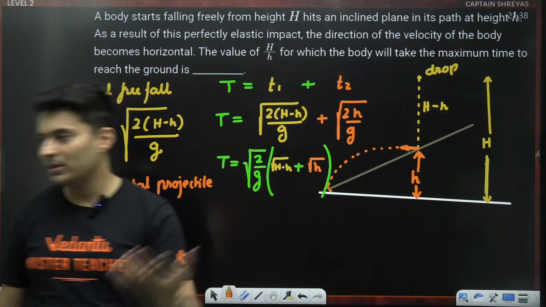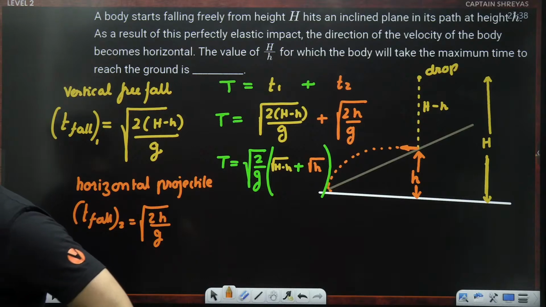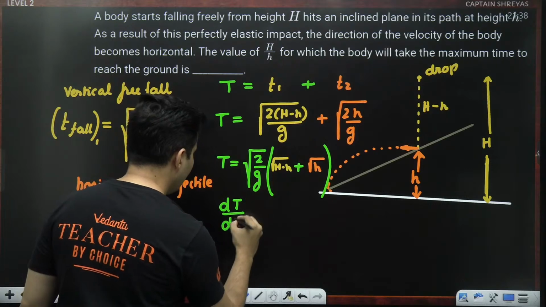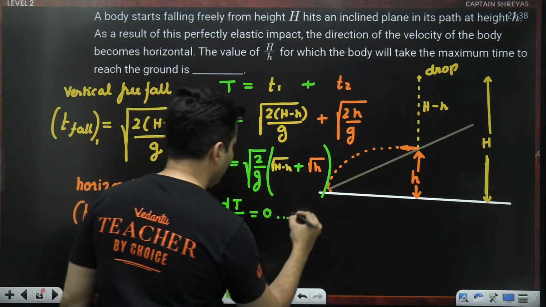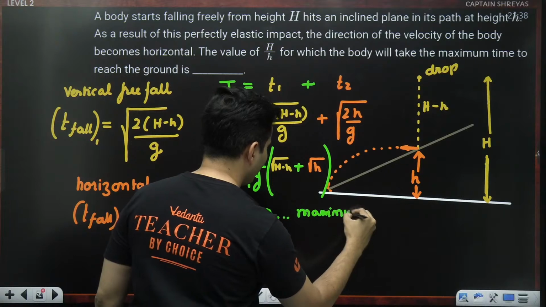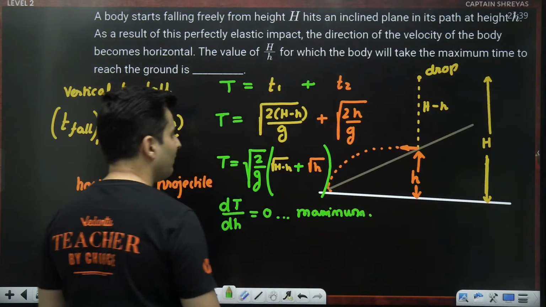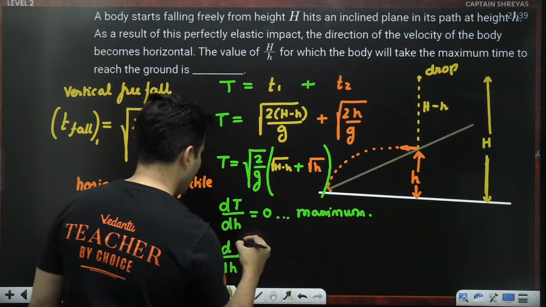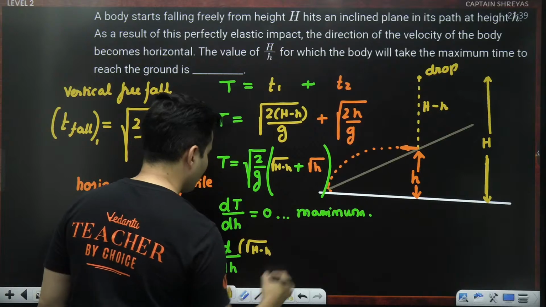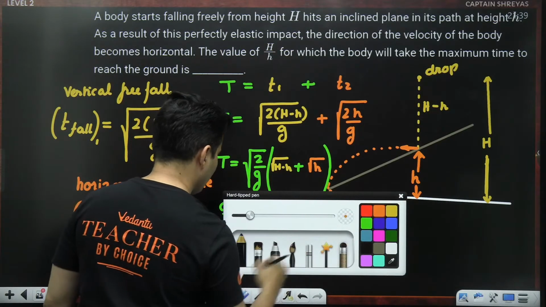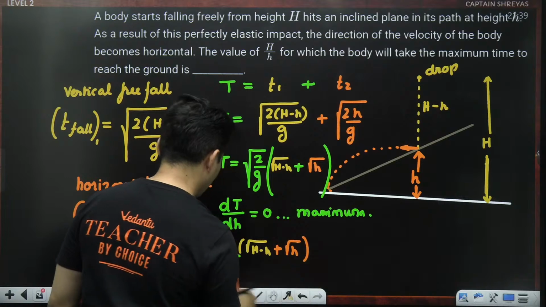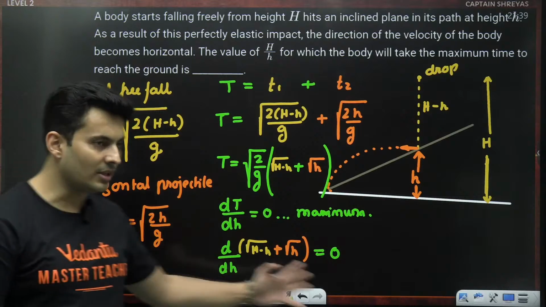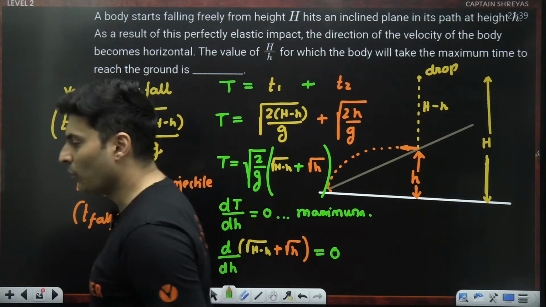So basically what will you do? You will just differentiate this. Exactly. So that's it, guys. You're just going to do dt by dh. This should be 0 for it to be a maximum value. So basically you are just going to differentiate root of (H minus h) plus root of h, and this whole thing you're just going to equate to 0. Just do the derivatives and see what will be the answer.